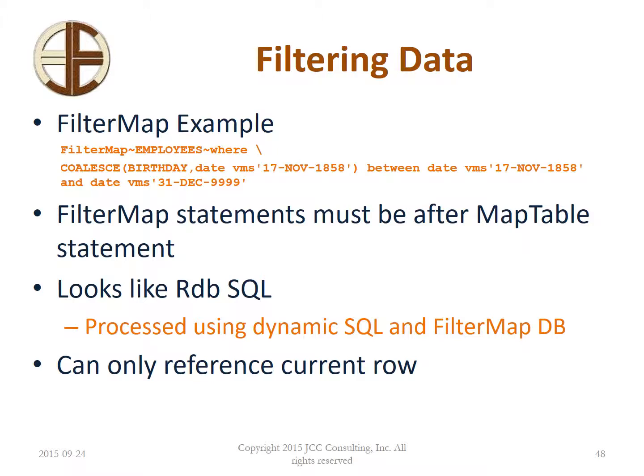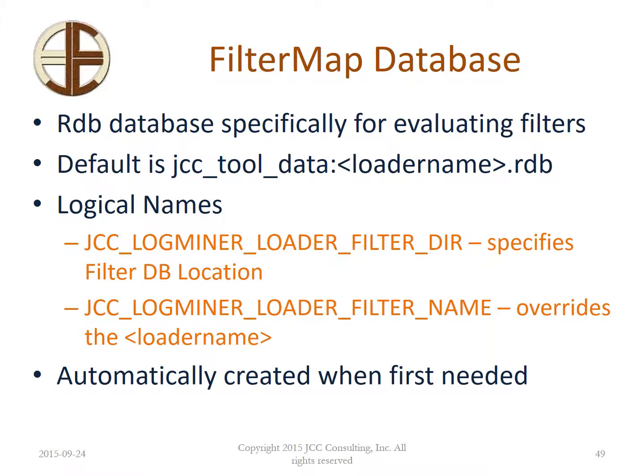We can filter data using the filter map clause. The example here comes from the earlier example of filtering out bad dates. The filter map statements must be in your configuration file after the map table statements. And it looks a lot like RDB SQL. And the reason for this is that it's processed using dynamic SQL against a database we create called the filter map database. A filter map statement can only reference the current row.